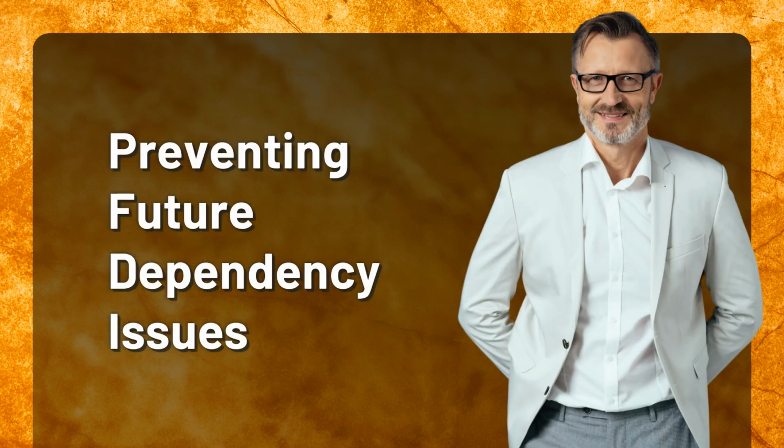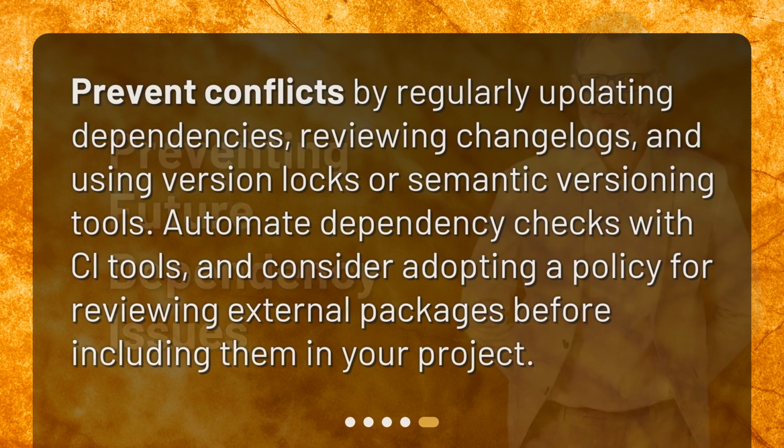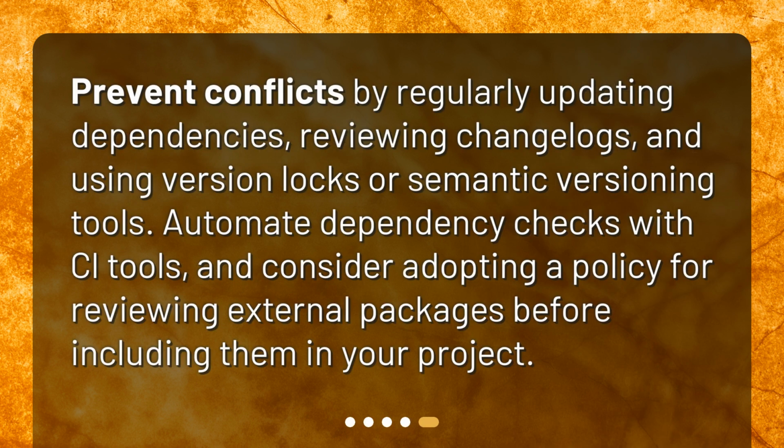Preventing future dependency issues. Prevent conflicts by regularly updating dependencies, reviewing changelogs, and using version locks or semantic versioning tools. Automate dependency checks with CI tools and consider adopting a policy for reviewing external packages before including them in your project.